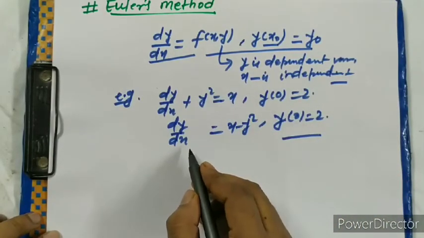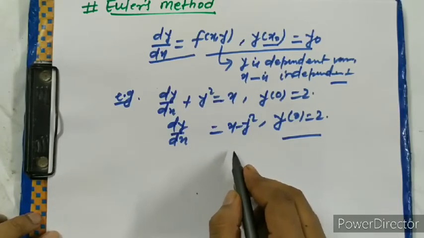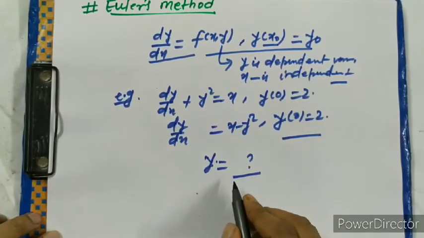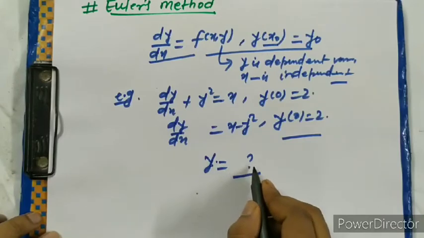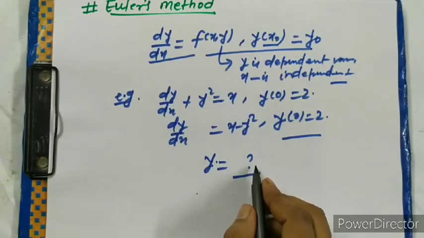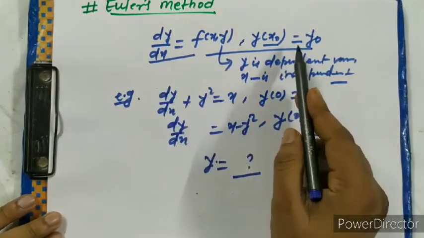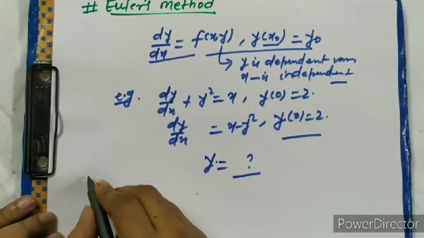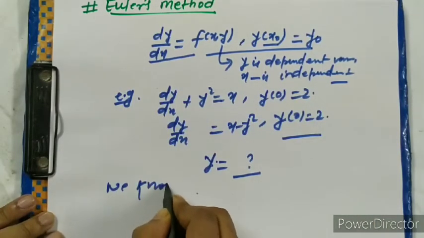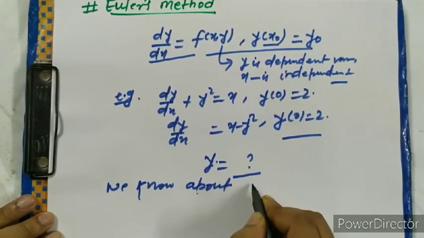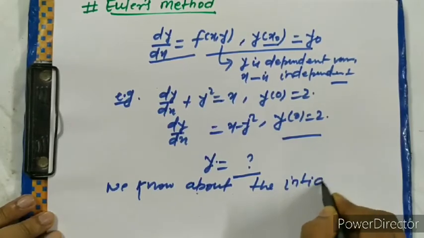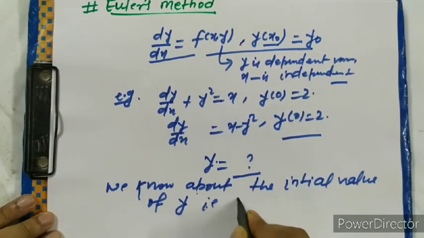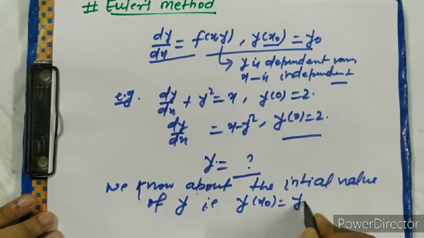So we have to find a function y at any given value of x. तो हमें सॉल्यूशन क्या निकालना है y के फॉर्म में। We have to find y at any given value of x. So the only things we know about y are its slope and its initial value, that is y(x0) = y0.